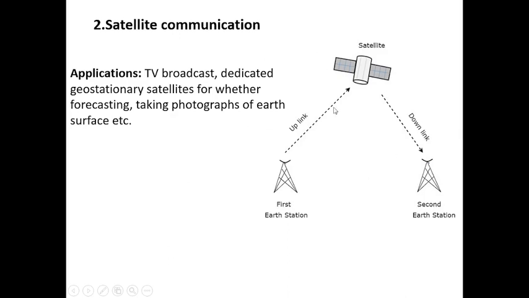The applications of satellite communication are TV broadcasting, and we have different geostationary satellites dedicated for different purposes: to take pictures, to monitor the Earth's environment, weather forecasting. For all these parameters, we have dedicated geostationary satellites.